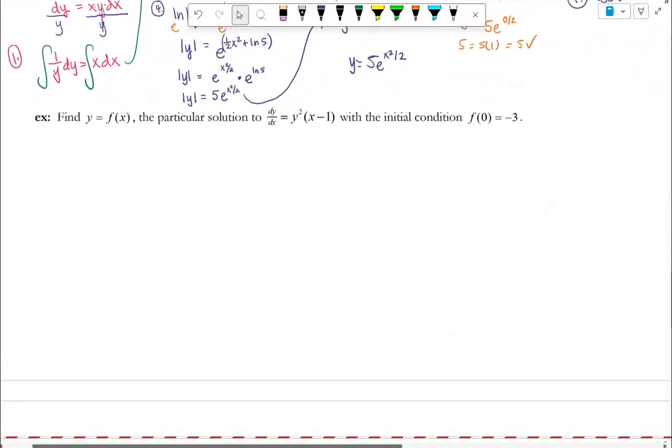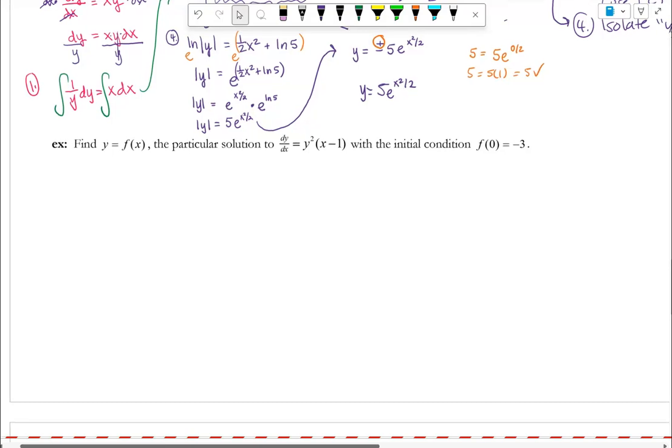All right, example at the bottom of page 122, I think. We're going to, again, find a particular solution to dy dx with the given initial condition. So again, we're going to do those 4 things. We are going to separate, integrate, solve for c, and isolate y.